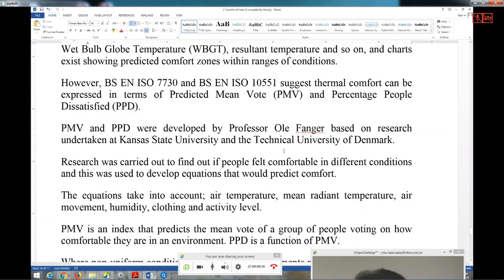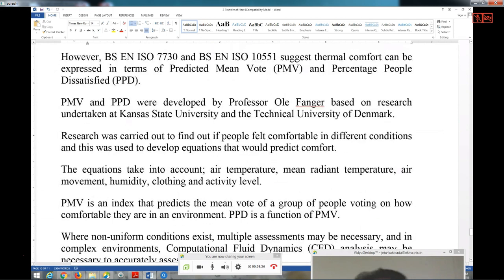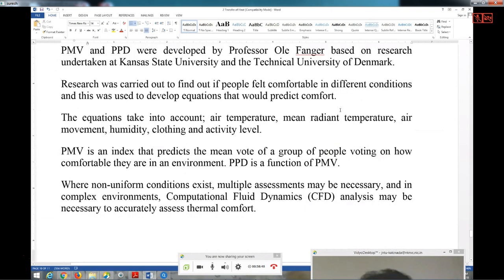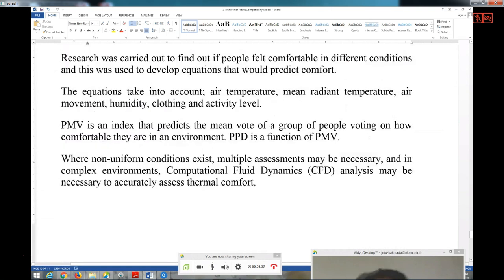PMV and PPD were developed by Professor Ole Fanger. These are based on research undertaken at the Technical University of Denmark. The research was carried out to find out if people felt comfortable in different conditions, and this was used to develop equations that would predict comfort. Based on the expressions given by the persons involved in this research survey, they tried to develop mathematical relations to define the comfort of the human. The equations take into account air temperature, mean radiant temperature, air movement, humidity, clothing and activity levels. All these things we have just discussed.